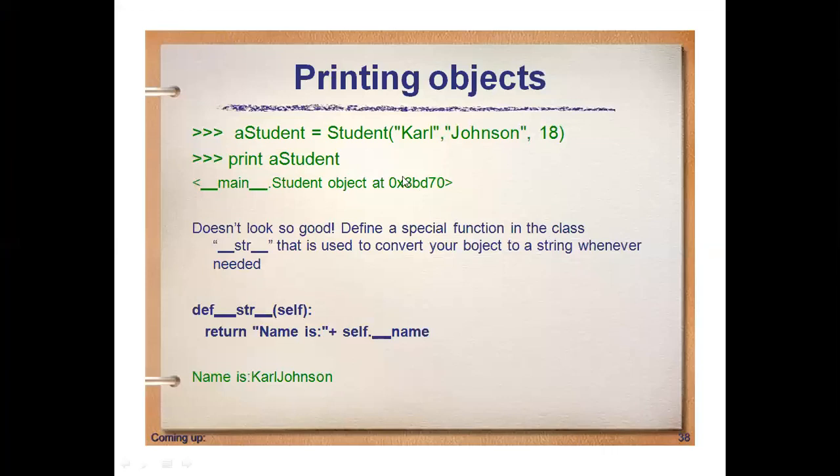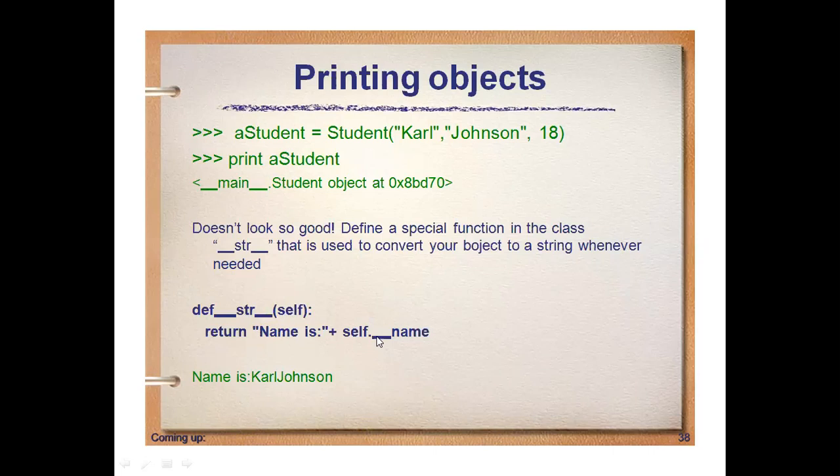Okay? Now a student has some name. The last name is Johnson and his age is 18. Now print a student. Does it look good? If I simply want to print it like this, it doesn't look so good. Define a special function in your class to convert the entire object to a string whenever needed. So how do we do it? We define __str__, passing the self-referencing parameter.